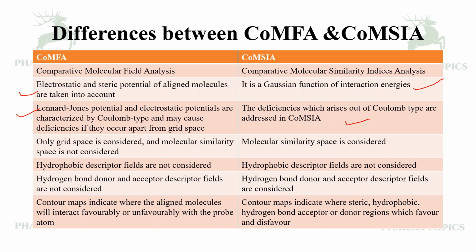Only grid space is considered and molecular similarity space is not considered in CoMFA. Molecular similarity space is considered in CoMSIA. Hydrophobic descriptor fields are not considered in CoMFA, whereas hydrophobic descriptor fields are well considered in CoMSIA. Hydrogen bond donor and acceptor fields are not well considered in CoMFA, whereas hydrogen bond donor and acceptor descriptor fields are considered in CoMSIA. Contour maps indicate whether the aligned molecules will interact favorably or unfavorably with the probe atom, whereas in CoMSIA, contour maps indicate steric, hydrophobic, hydrogen bond acceptor or donor regions which favor and disfavor.